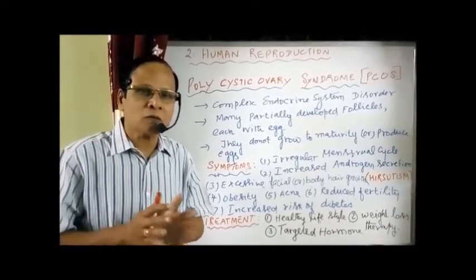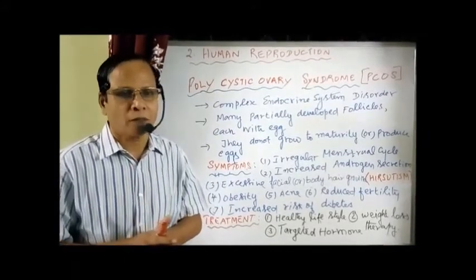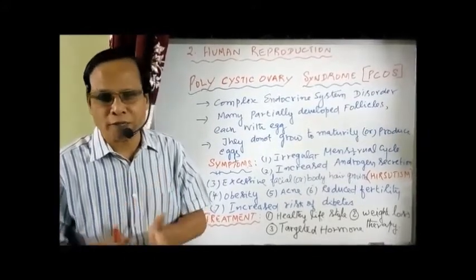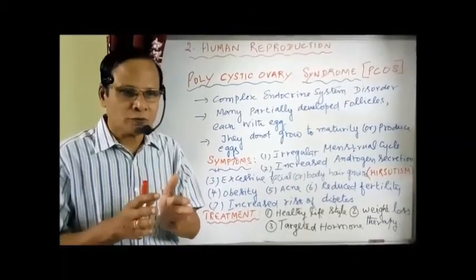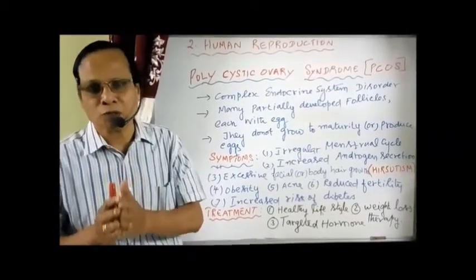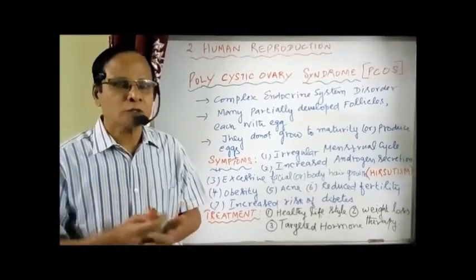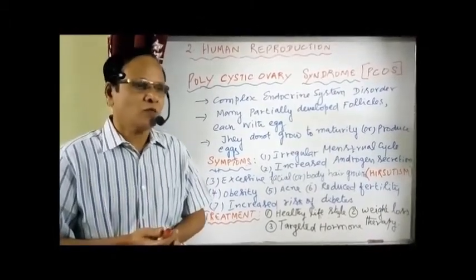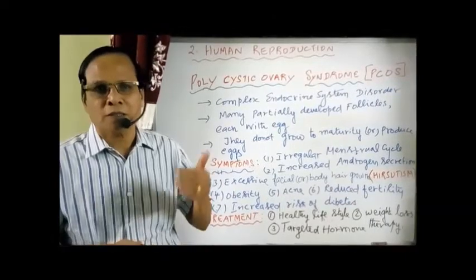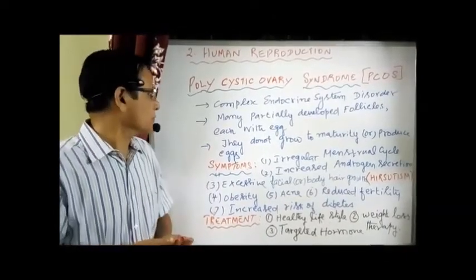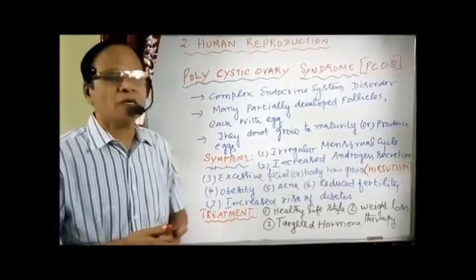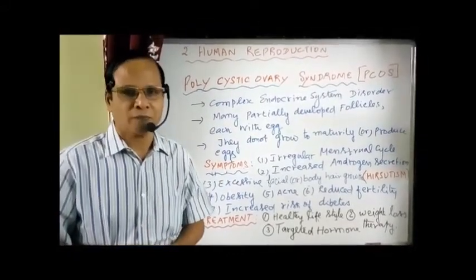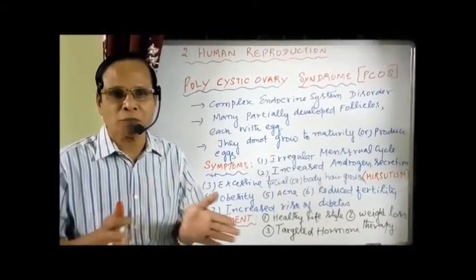These follicles do not grow to maturity, or they cannot produce eggs that can be fertilized. Now what are the symptoms of this? Number one, irregular menstrual cycle. The menstrual cycle is not proper.